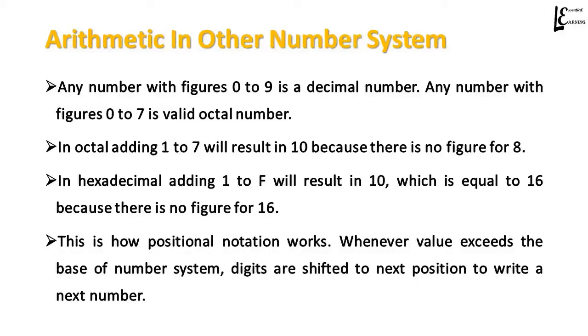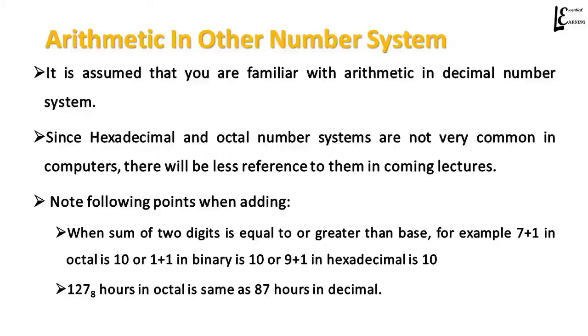This is how positional notation works. Whenever value exceeds the base of number system, digits are shifted to next position to write a next number. It is assumed that you are familiar with arithmetic in decimal number system.